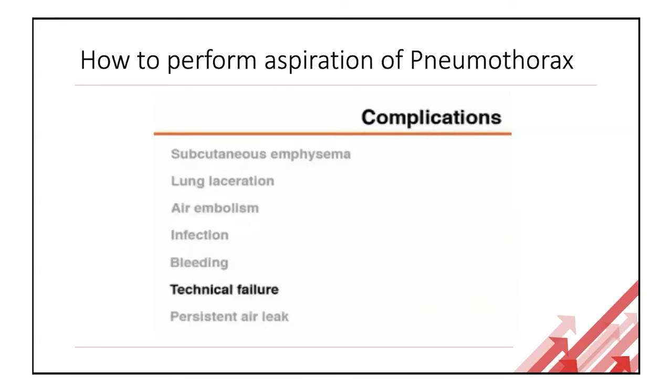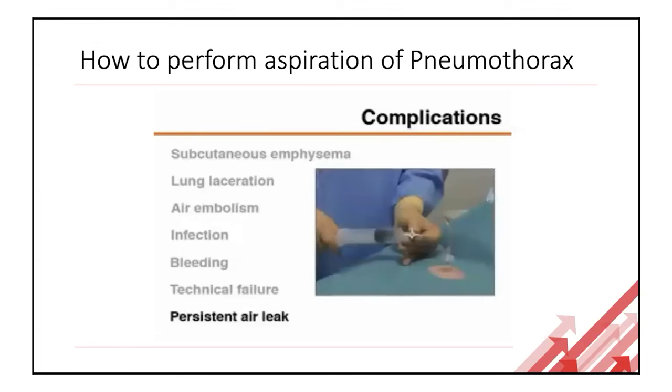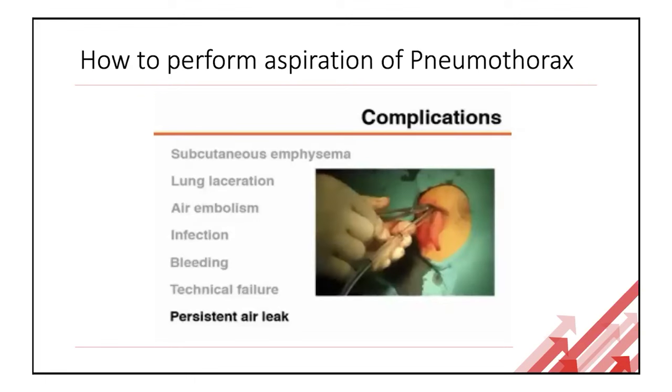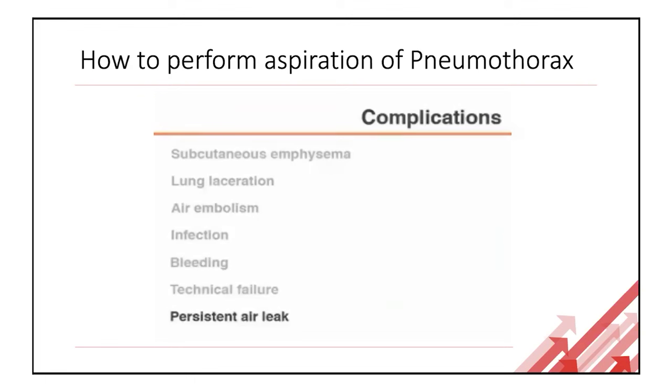Technical failure may occur if you cannot reach the pleural space, if the catheter is too short, for instance. This problem most often arises in patients who are very muscular or obese. Aspiration of more than 2.5 liters of air can indicate the presence of a persistent air leak. If this happens, consider the placement of a chest tube.